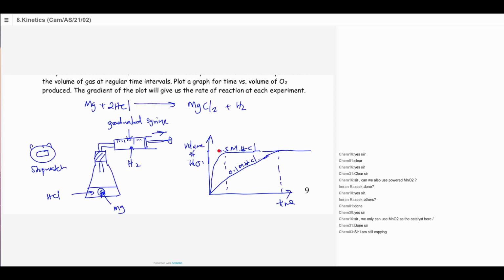You can copy this reaction, the apparatus, and the graph. This is the hydrogen gas. The volume of the gas produced in both experiments may not be the same. I have just drawn it as the same, but the volume will differ because the moles of hydrochloric acid is the limiting reagent here. Since the moles of hydrochloric acid differ, the volume will not be at the same level. Anyway, the gradient will differ. Please copy this.